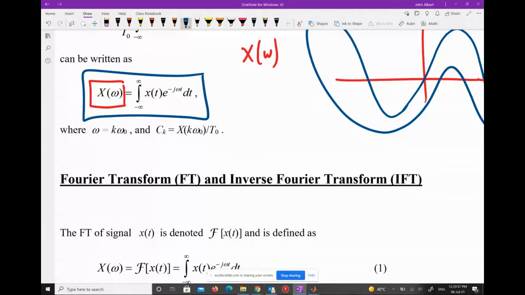Now, if the signal is not periodic, then for finding the spectrum, or what are the different frequency components that the signal has, you cannot use the Fourier series. You have to use the Fourier transform. Okay? So the Fourier transform is a way for representing signals in frequency.